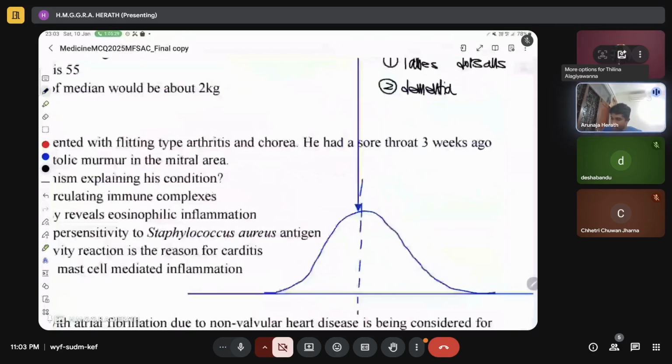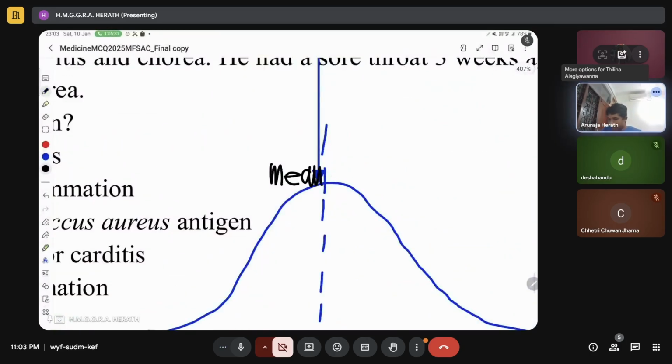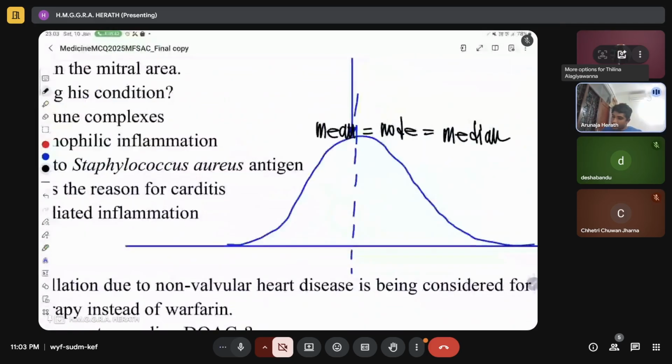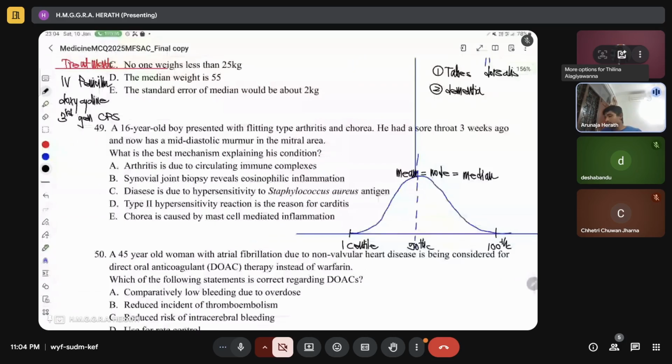In the bell-shaped curve, usually the mean, mode, and the median are all in the same position. Mean, standard deviation. Usually the 50th centile, again the 100th centile. Usually, right? Now the problem is this.